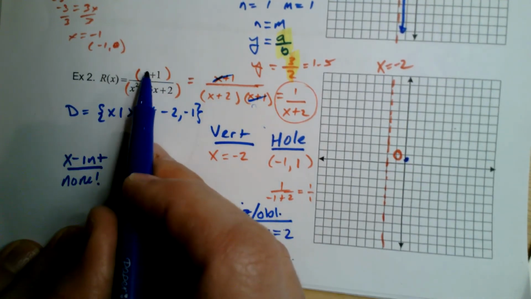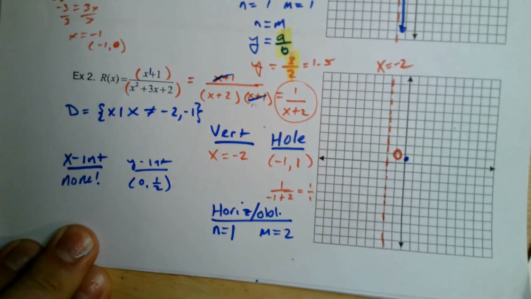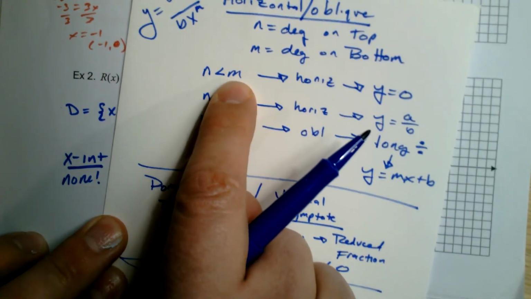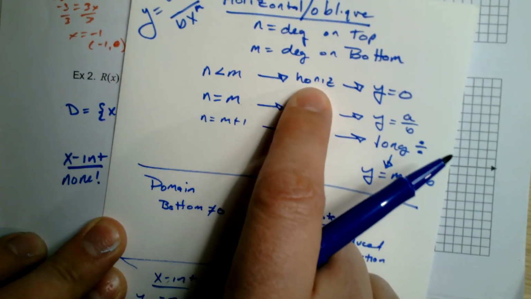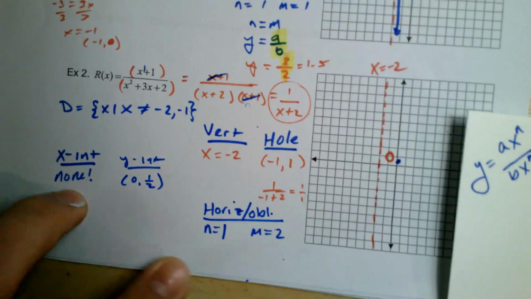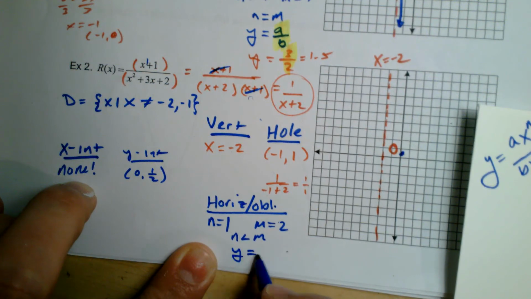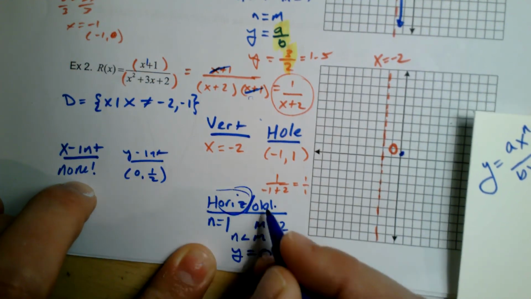2. Degree on top is 1. Degree on the bottom is a 2. I compare them. Is 1 less than 2? You betcha. I do have that horizontal asymptote at y equals 0. So n is less than m, so it's y equals 0. So it's horizontal, not oblique.